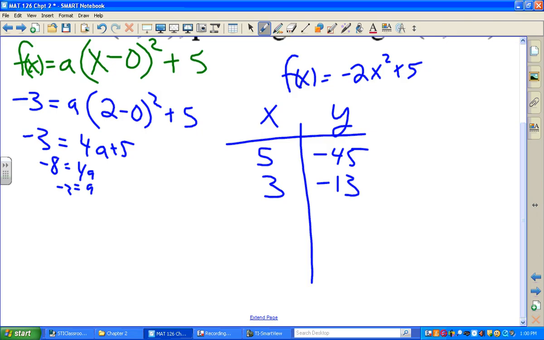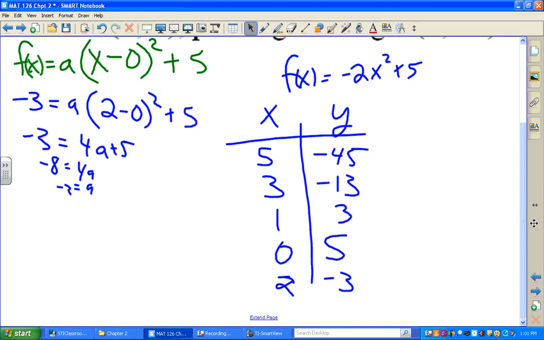Okay. There's a 1 better than that, but nobody's picked it yet, so 1 would be what? 3? 0 would be 5, wouldn't it? I need 1 more. 2 would be what? Negative 3. Okay. So there's my information.